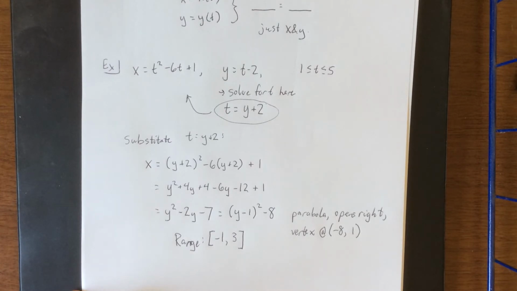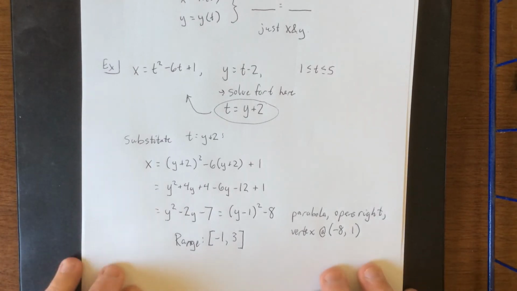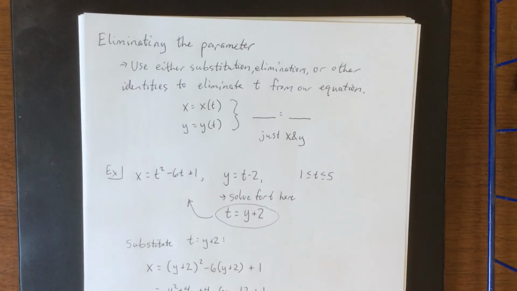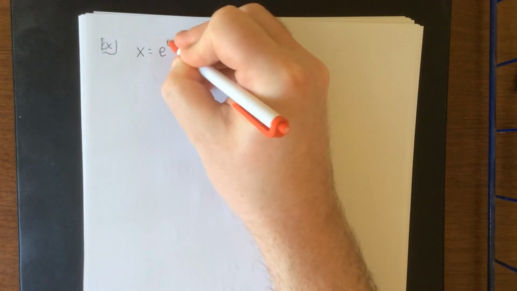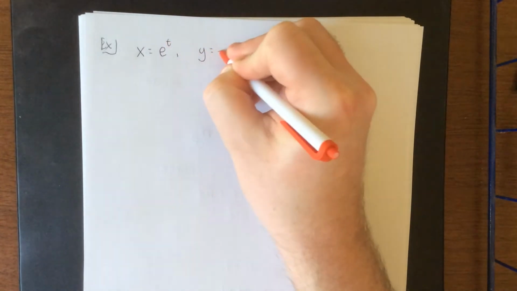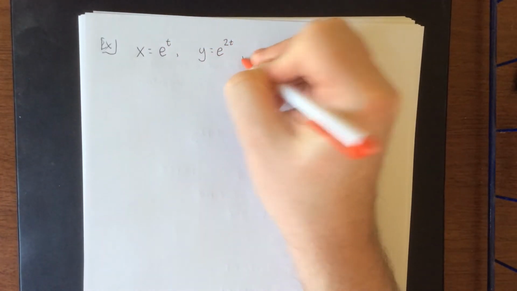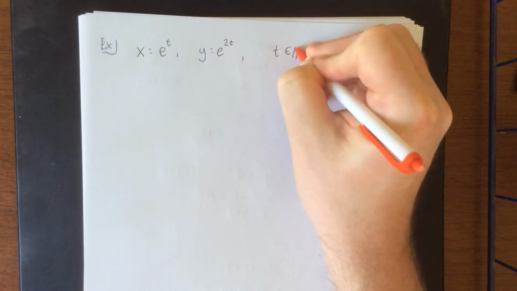Now what I'd like to do is have us consider a secondary example. The secondary example that I wanted to have us take a look at will be the following set of parametrics. So let's do x is equal to e raised to the t power, and y is equal to e raised to the 2t power, where t is going to be any real number.